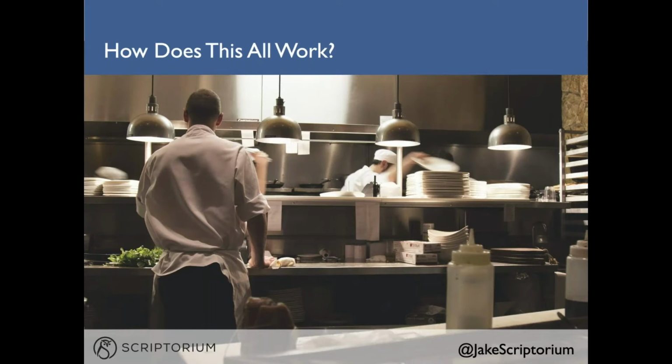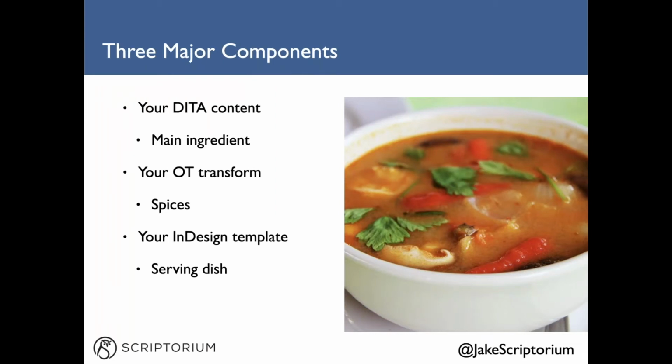So we've talked about what you need to consider organizationally when you want to get into this. So let's take a look at the ingredients that actually go into the dish itself. Your content for this workflow is made up of 3 major components. You've got your DITA content, which is your main ingredient. It's raw, maybe with a little bit of prep work done.